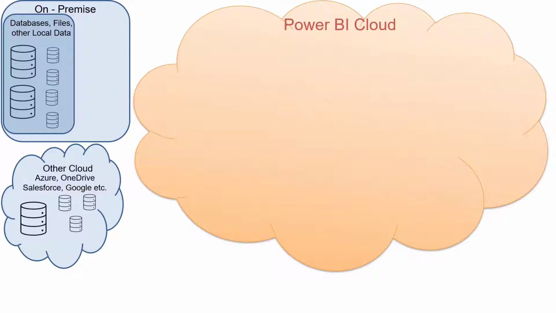Now, to move that across and to get that into the cloud, we've got a number of options. Firstly, for the on-premise data, we need to have a Power BI gateway. Power BI gateway mediates between the on-premise data and the Power BI cloud. It manages that movement of data. It manages an element of the ETL, the extract, transform, and load.